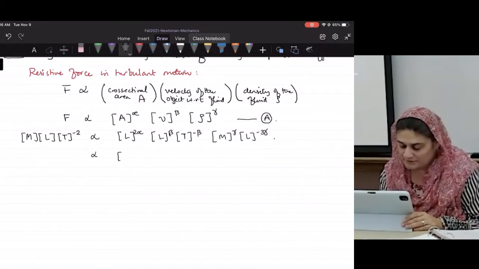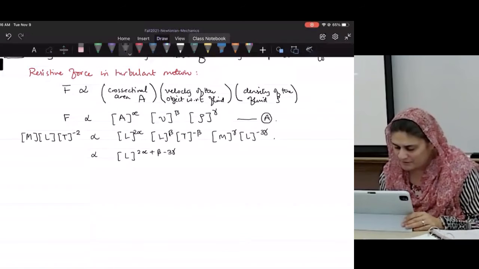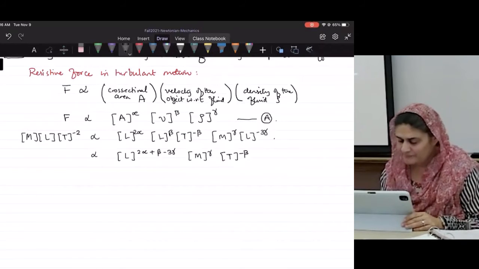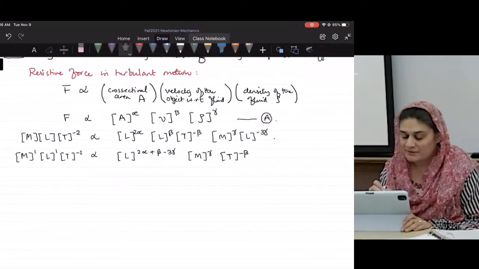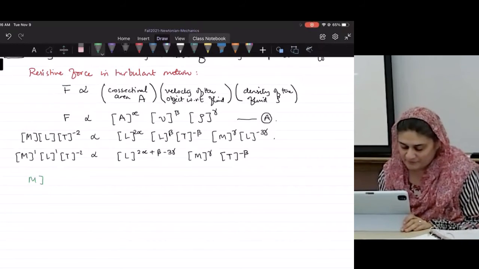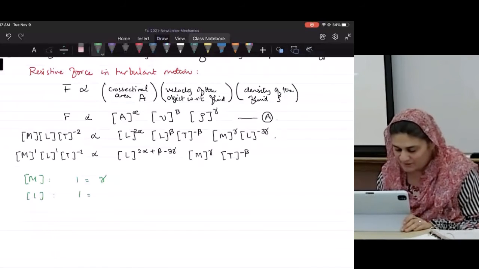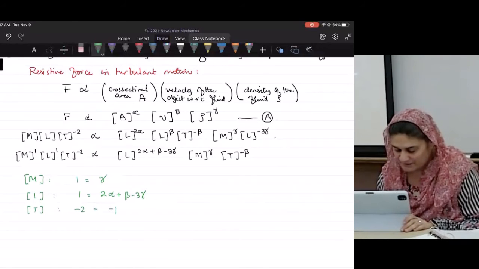Then I can do L to the power 2 alpha plus beta minus 3 gamma, M and T. And on this side, I'll have M to the power 1, L to the power 1, T to the power minus 2. So now I can compare powers or evaluate powers. So M will be just 1 equals gamma. L will be 1 equals 2 alpha plus beta minus 3 gamma. And T will just be minus 2 equals minus beta.